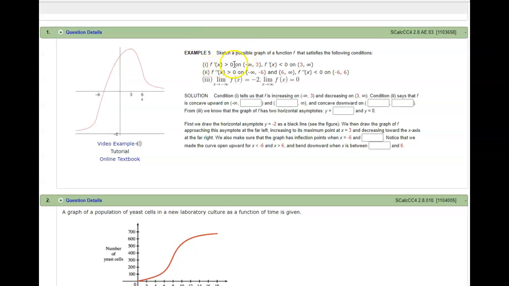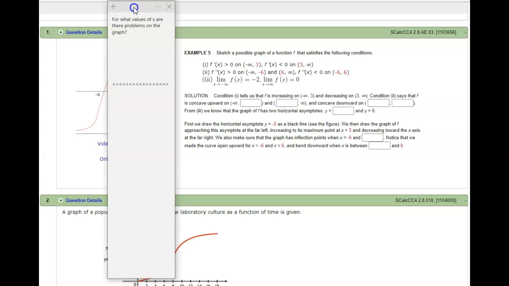The derivative is greater than 0 from negative infinity to 3. So from negative infinity to 3, the derivative is greater than 0. The derivative is less than 0, so you want to think slope. The slope is less than 0 on 3 to infinity. So the function is going down from 3 to infinity. And this is our function, not the derivative.